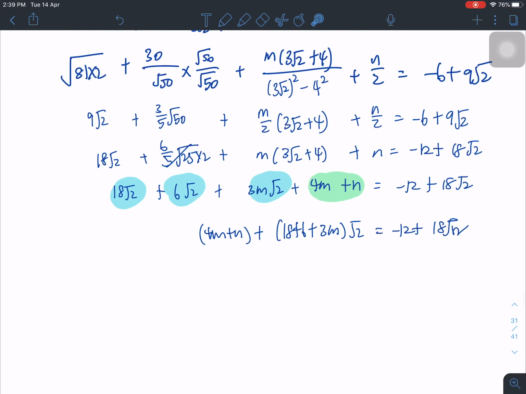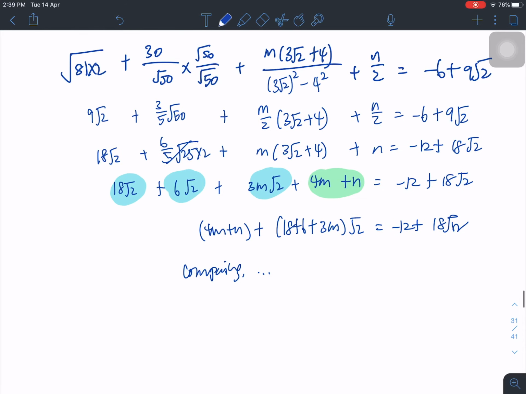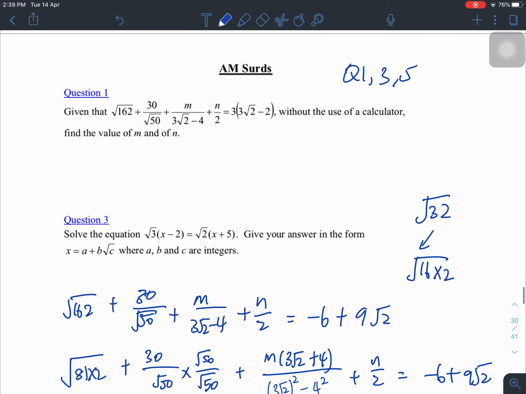Lastly, we will simply conclude that the constant term equals minus 12 and the coefficient of root 2 will equal 18. So that I will leave it for you to try on your own. I'll say comparing, and I leave it to you. Next, let's look at question 3.